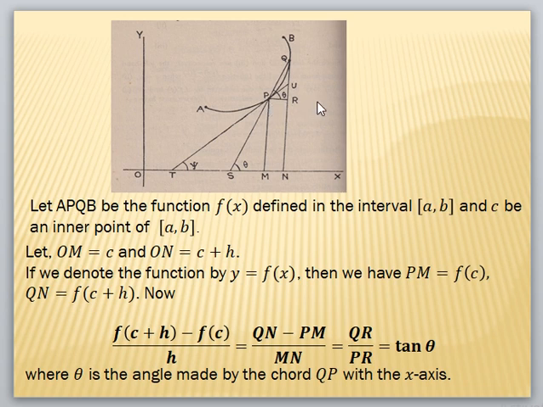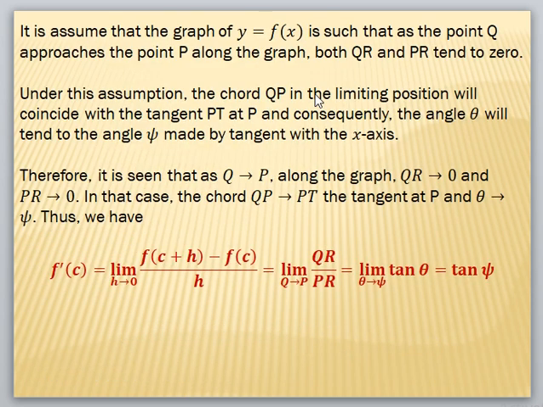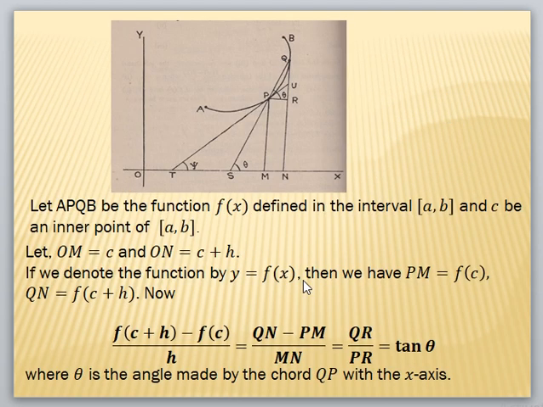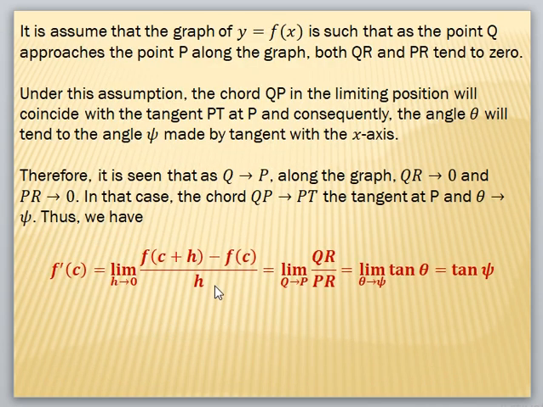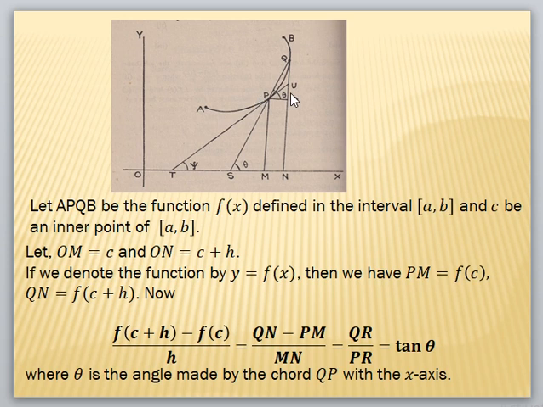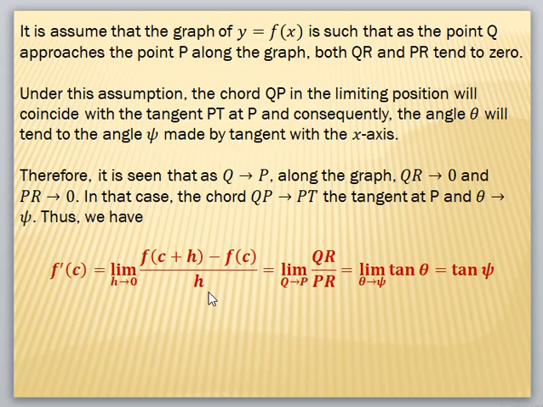In the next slide you see that if this PR vanishes, this PR is the same as this MN. And what is this MN? We have just seen that this length MN is h. So this PR will vanish when this MN will vanish, meaning it becomes very small, and we are making this length of PR tend to 0. So that is what we are making, that h tends to 0, because the length of PR is h.